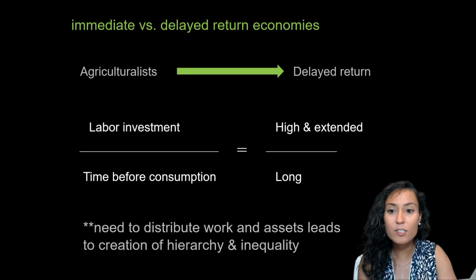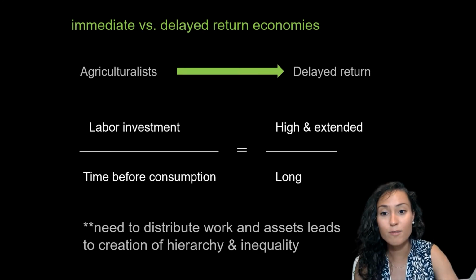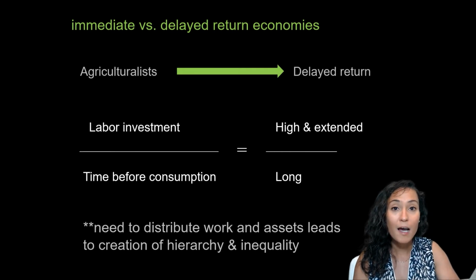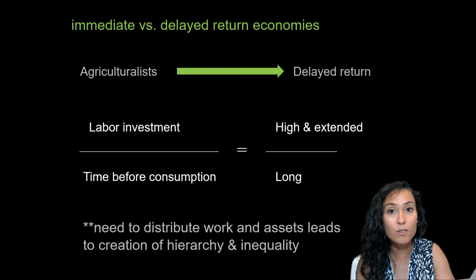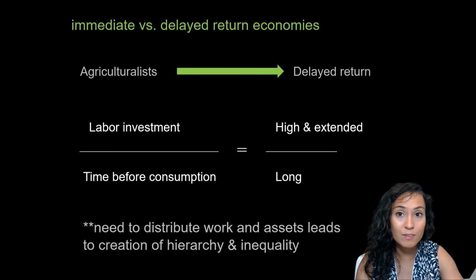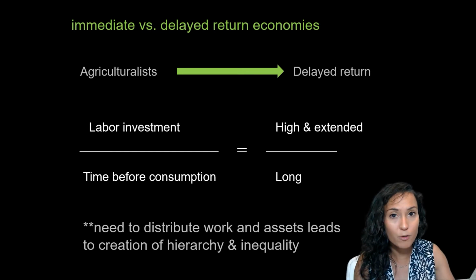In order to distribute labor needed to plant all these crops over time and then to redistribute the results of these agricultural yields, hierarchical structures of authority began to develop. These hierarchical social relationships created economic inequality.